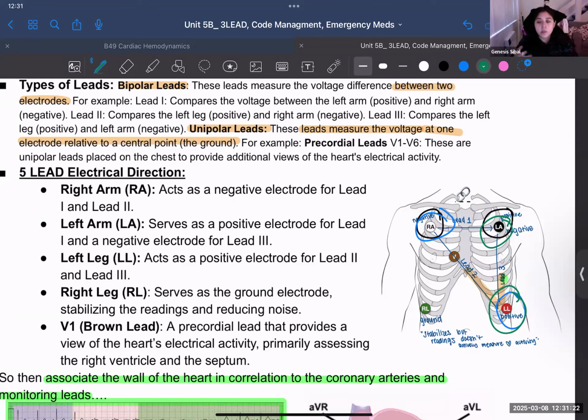So what does that sound a lot like? Well, that sounds a lot like a ground, right? Because the ground is the one that's kind of just stabilizing these readings, and it just has a central point. So when we're talking about this, it's usually going to be a ground.